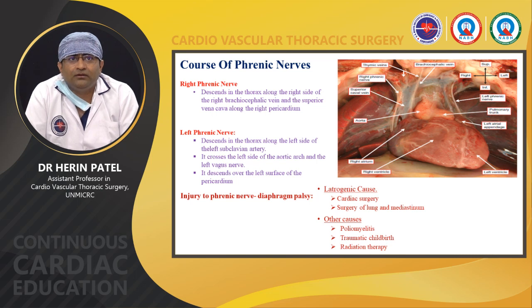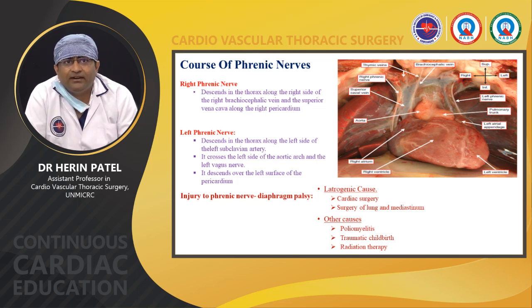A few things about the phrenic nerves. Phrenic nerves provide the afferent and efferent fibers to the diaphragm and the pericardium and the peritoneum. It's the sole motor supply to the diaphragm, and injury to it causes diaphragmatic palsy.